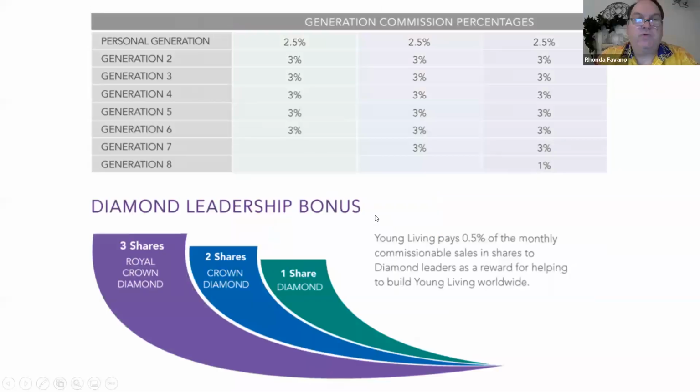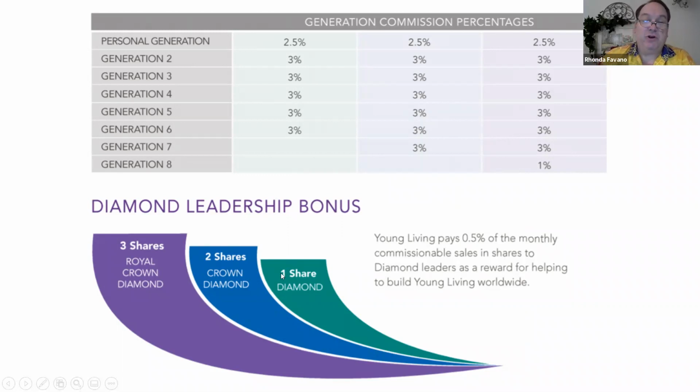But the cool thing is when you get to diamond, crown diamond, and royal crown diamond, you're getting paid down more generations at the 3%. Okay, so diamond goes down to generation 6. That means 6 silvers in 1 leg. On each leg, you get paid 3%. 7 at crown, 8 at royal crown, but you just get a little 1%. Right now, they think you're making enough money, they're just trying to give you a stipend.